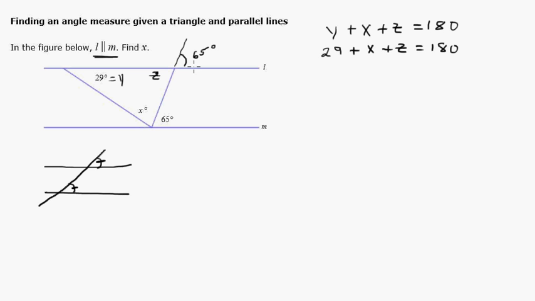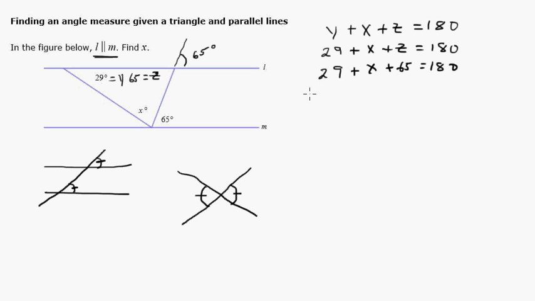Now we also know from previous topics that if two lines cross, this angle is equal to this angle. So if this is 65, then z is 65. Okay? So now we have 29 plus x plus 65 equals 180. Okay, so now we can just solve for x.